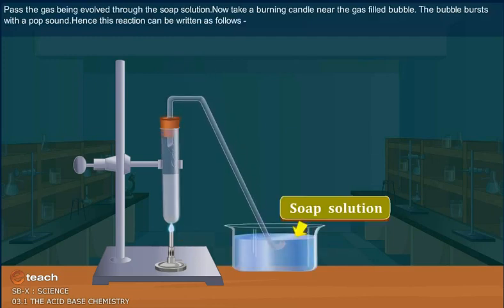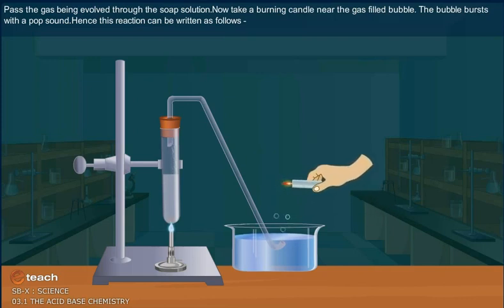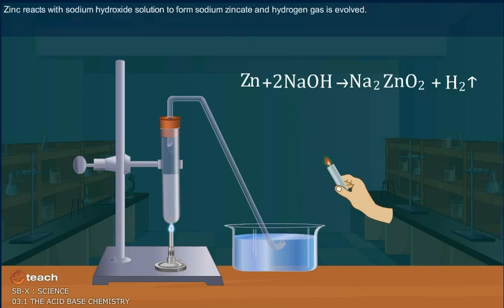Pass the gas being evolved through soap solution. Now, take a burning candle near a gas-filled bubble. The bubble bursts with a pop sound. Hence, this reaction can be written as follows. Zinc reacts with sodium hydroxide solution to form sodium zincate and hydrogen gas is evolved.